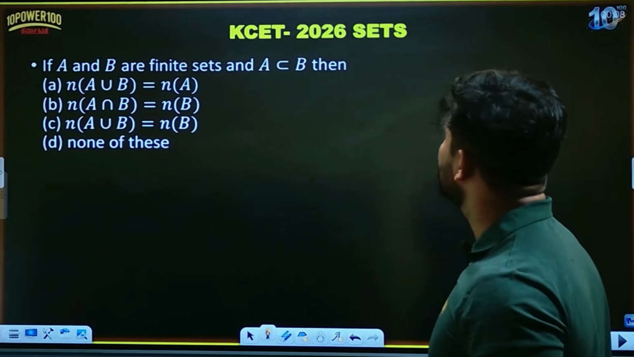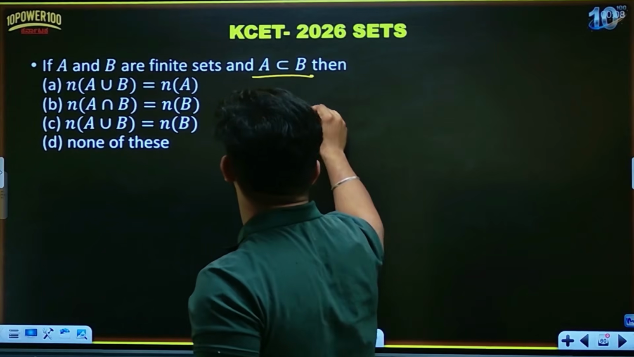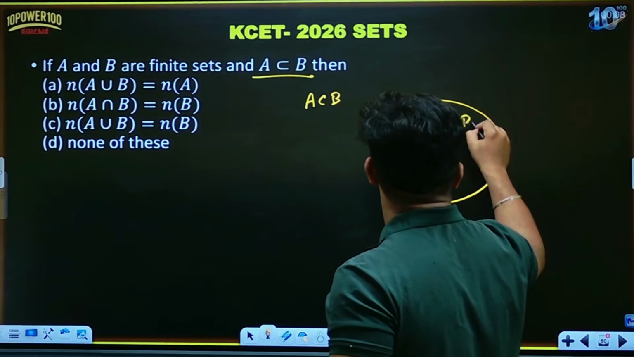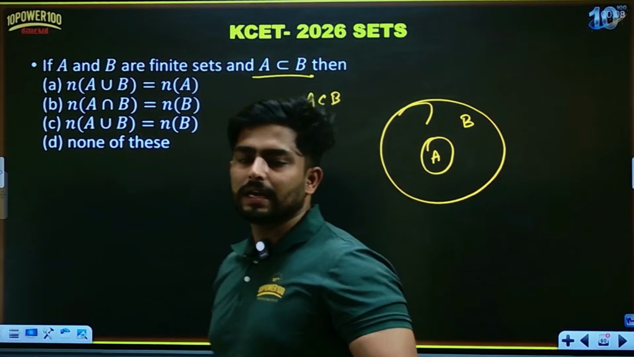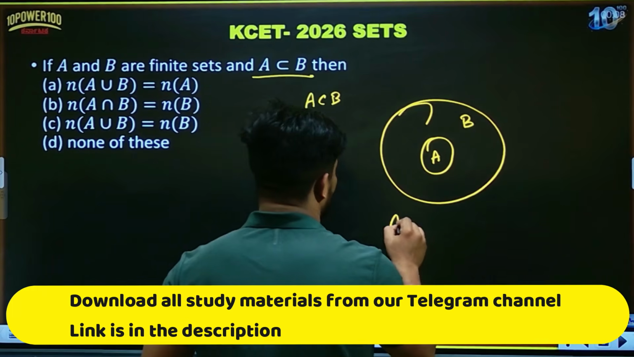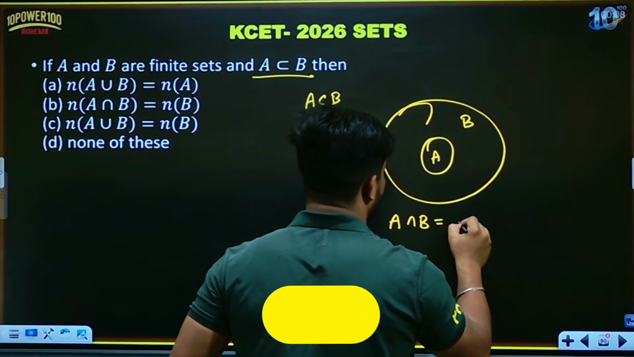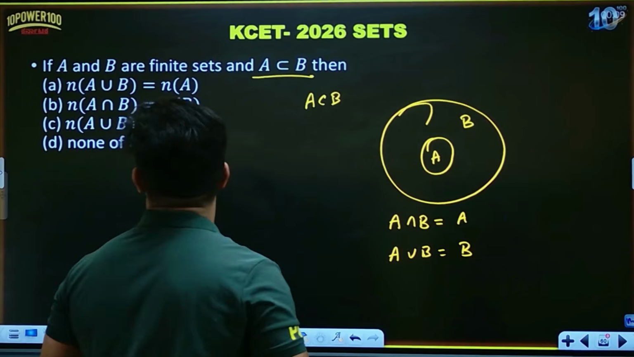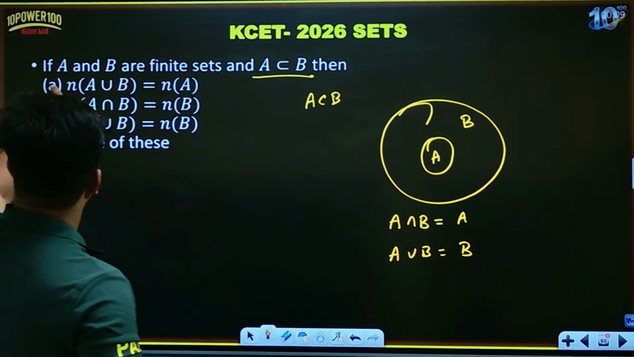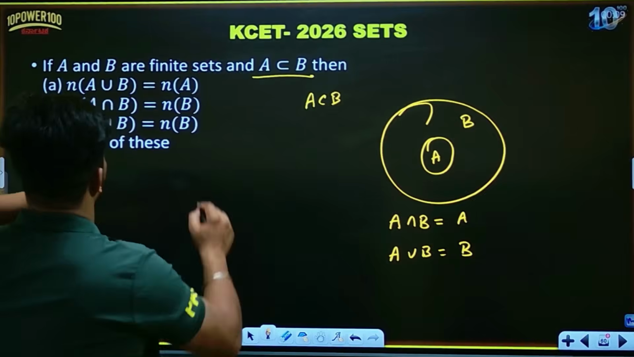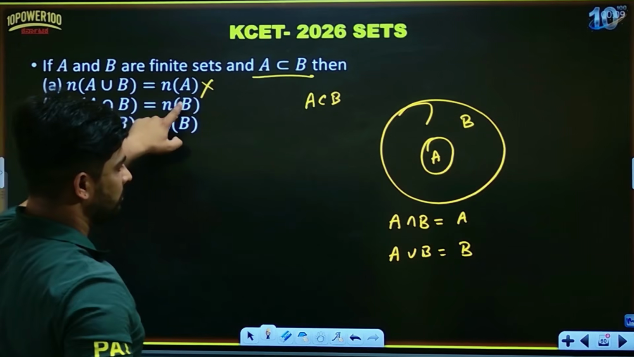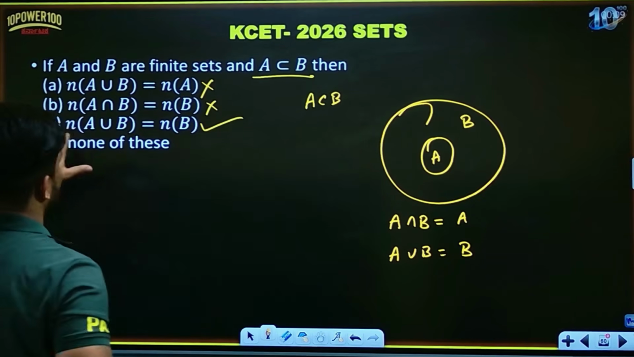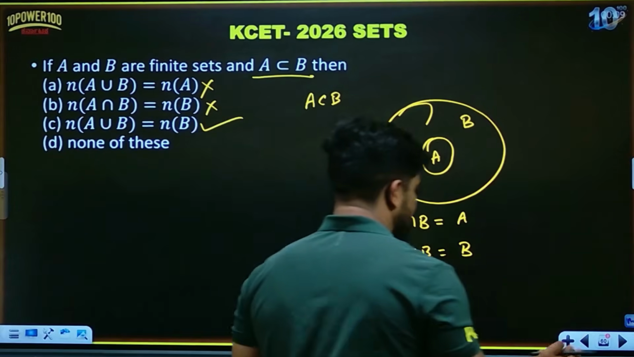Next, A and B are finite sets. Then what is A subset of B? A is a subset of B means, children, B is this and inside it A is there. Okay, so what happens when we take the common, A intersection B will become A itself. Next, A union B becomes B, children. Now see what they have given. Number of elements in A union B is equal to number of A. That is wrong. Next, number of A intersection B is equal to B. That is also wrong. This is only correct. So n of A union B is equal to n of B. Yes, option C is the right answer.